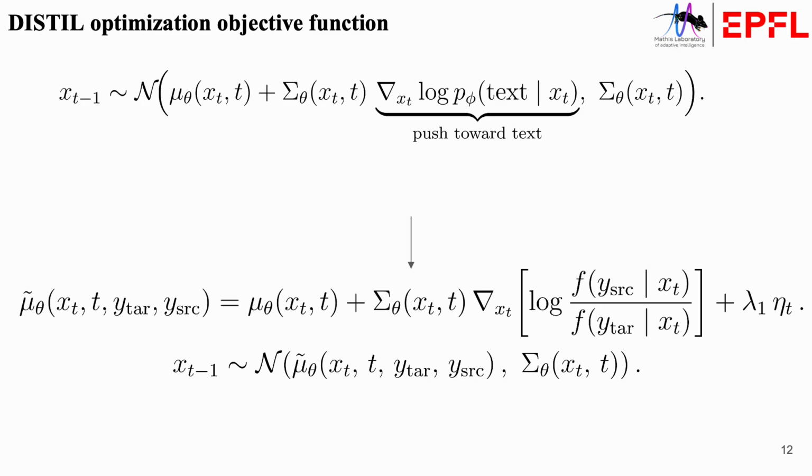Formally, we replace text-based conditioning in the reverse diffusion process with class likelihood guidance from the model under test. At each denoising step, we aim to increase the target class probability and decrease the source class probability.